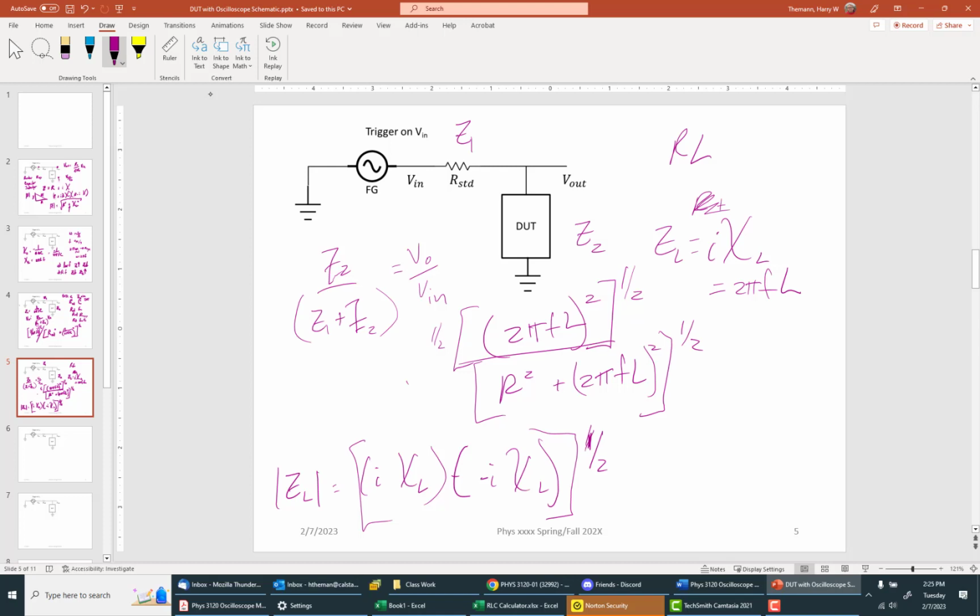You notice that i times i is a minus 1, but then I have a minus sign, so it's a plus 1. Chi L squared, and to the 1/2. Because it's kind of a trivial result, when people do this voltage divider equation, they tend to just write it like this and sometimes don't even bother with the square and the square root.